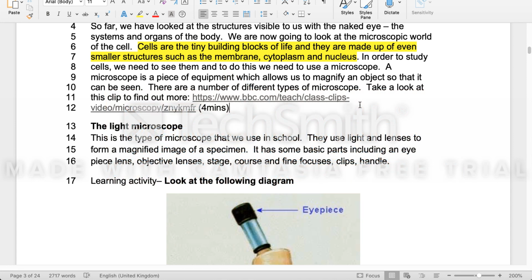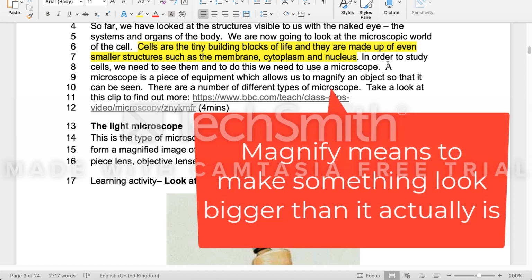So in order to study these cells, we need to see them, and to do this, we need to use a microscope. And a microscope is a piece of equipment that allows us to magnify an object so that it can be seen. Okay, so again, I want you to highlight this sentence right here.